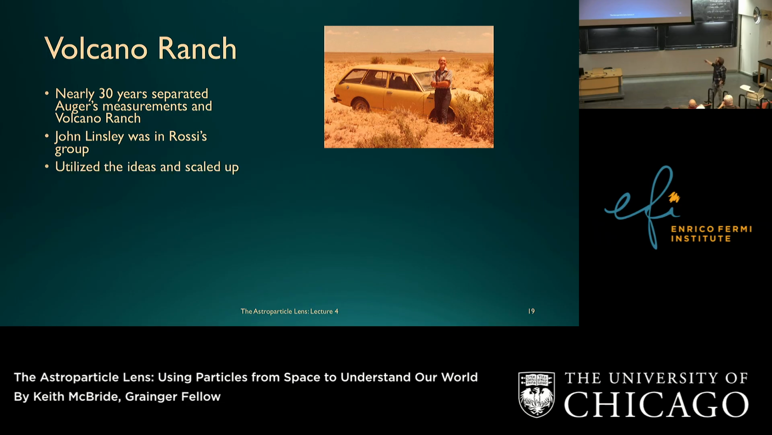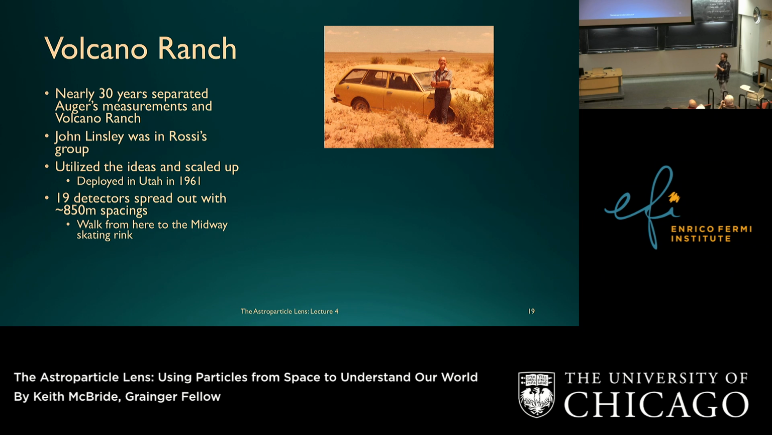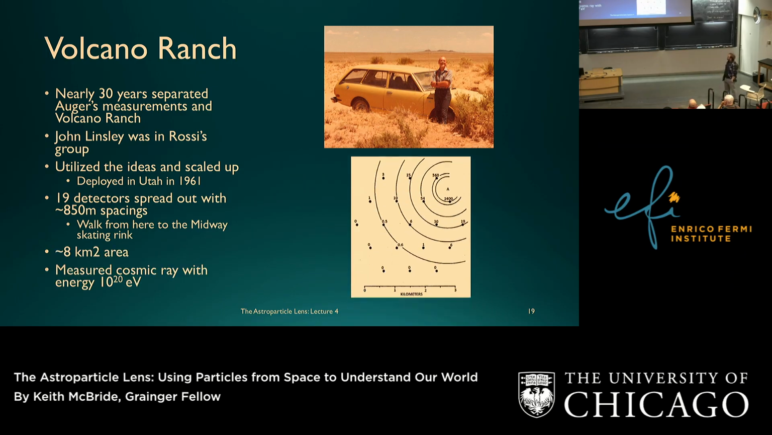So here's a picture of him at the Volcano Ranch setting up his detectors, right? This is 19 detectors now, so maybe double the number of scintillators. But the spacing was much larger, 850 meter spacing. To get that distance, just so everyone knows, you have to walk from here to the Midway skating rink. That's about the distance you have to walk. That's how far away one of his other detectors would be from this one, right? And so the actual square area that would cover is close to 8 kilometers squared, right?